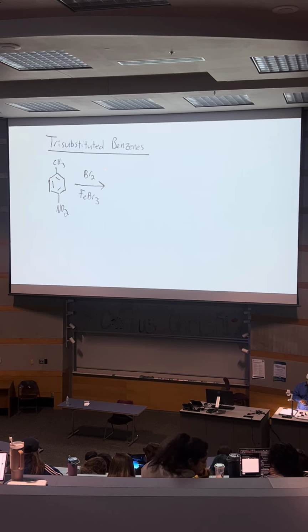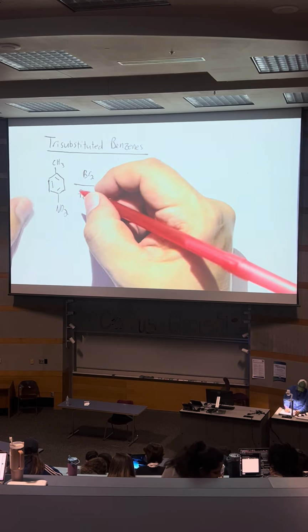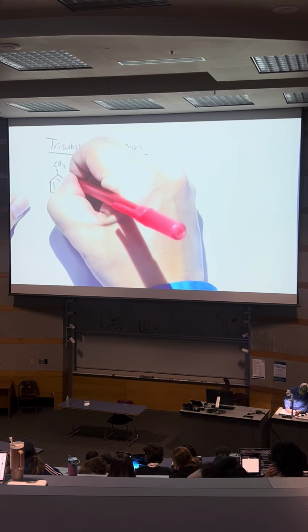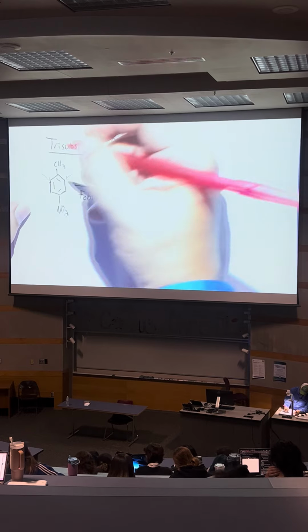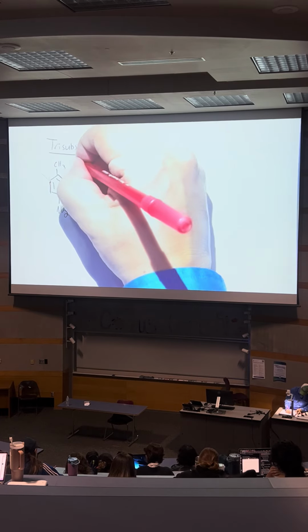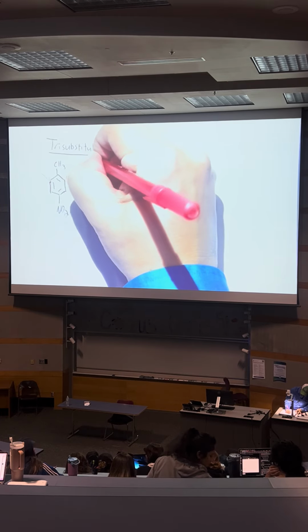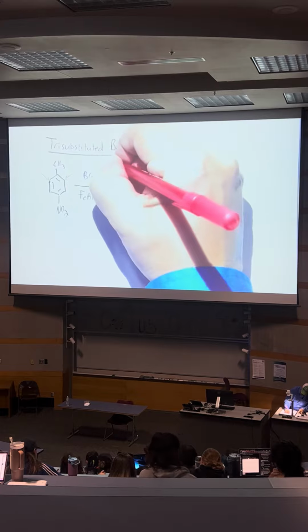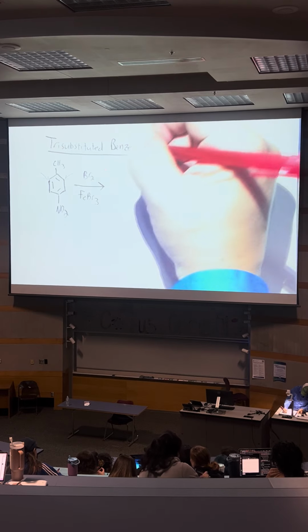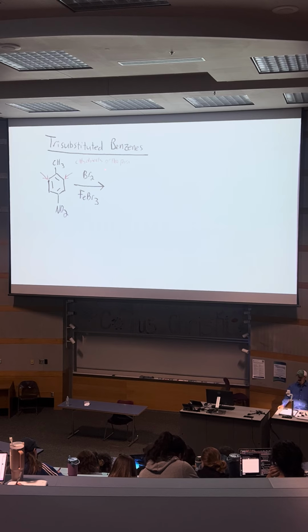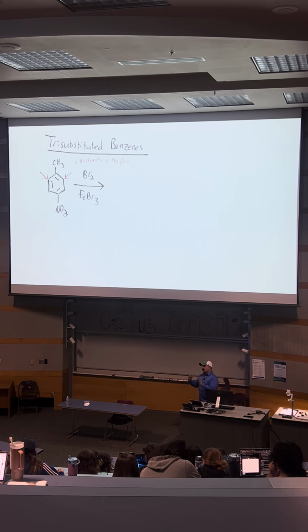And so the methyl group directs ortho-para. So I'll write that out here, that CH3 directs ortho-para. And in this case, the para doesn't matter because there's already a nitro group at the para position. So it directs ortho-para, but it's only going to be working at the ortho position. Since the nitro group's already there, it doesn't matter.